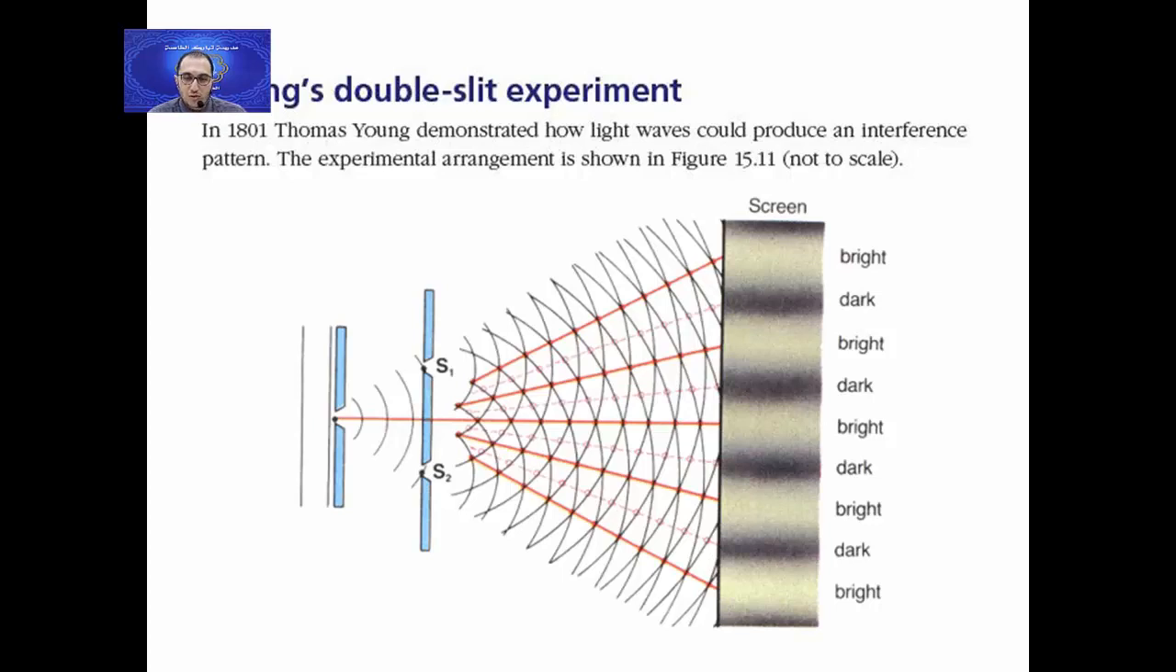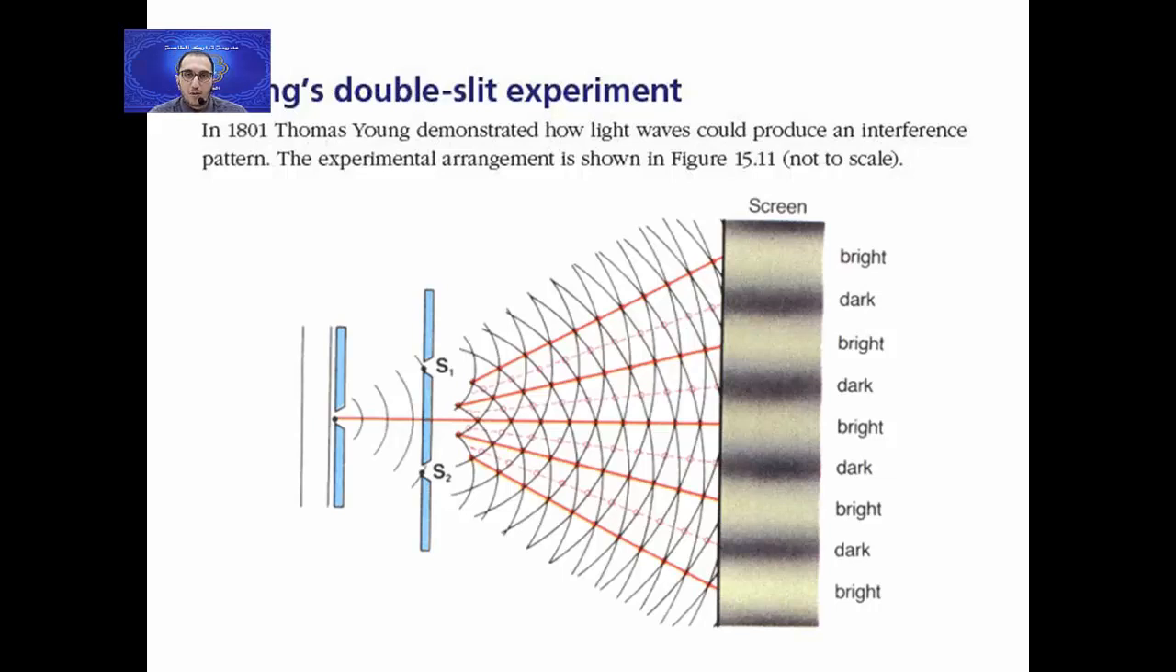In this experiment, Young preferred to use red color. Why red? Because red has a long wavelength, so the pattern can be observed easily. Now here we have interference, constructive and destructive: crest with crest, trough with trough, crest with trough. What will happen after interfering? We have something on this screen: bright, dark, bright, dark. This pattern is known as fringes.